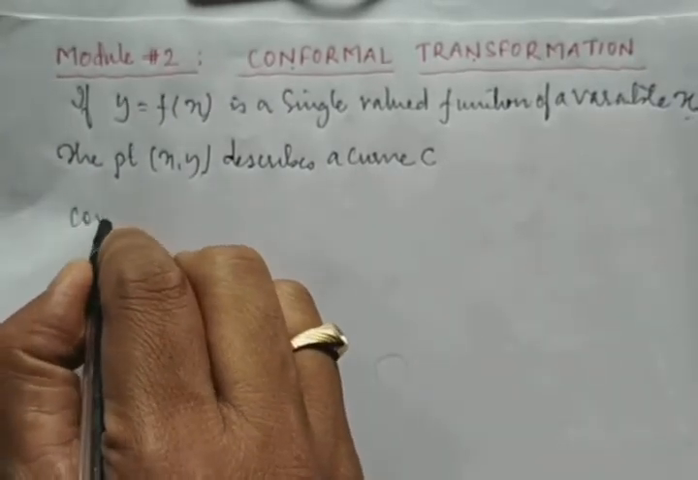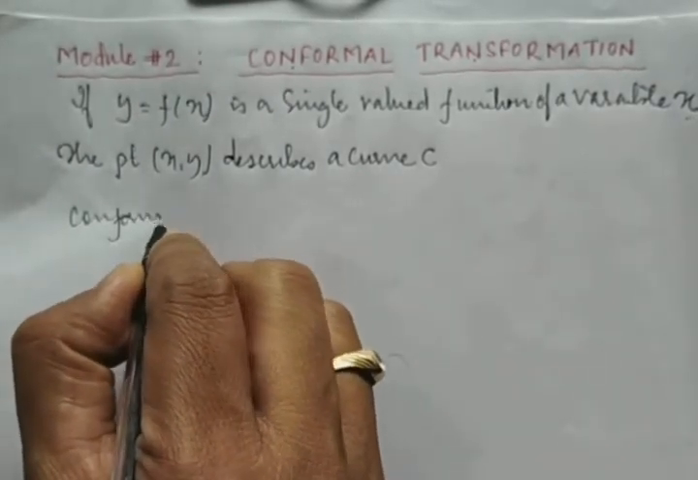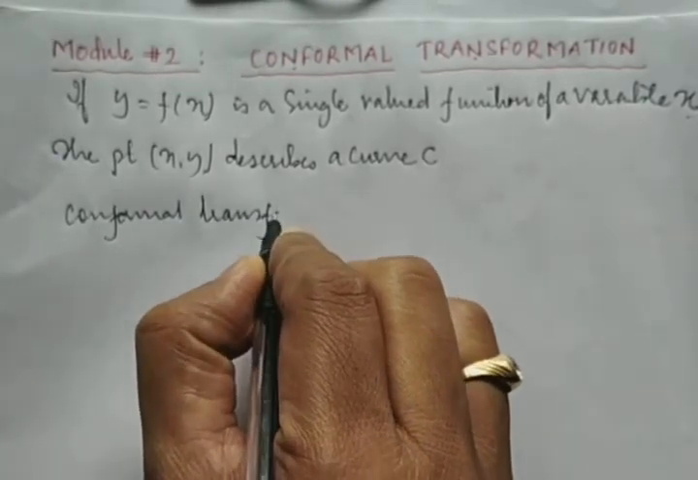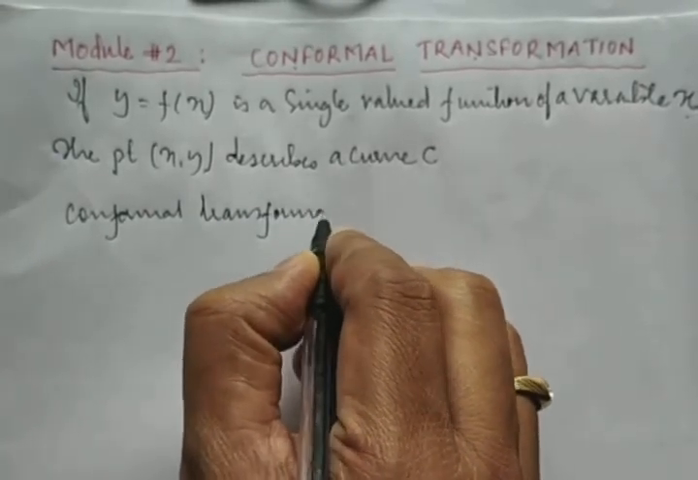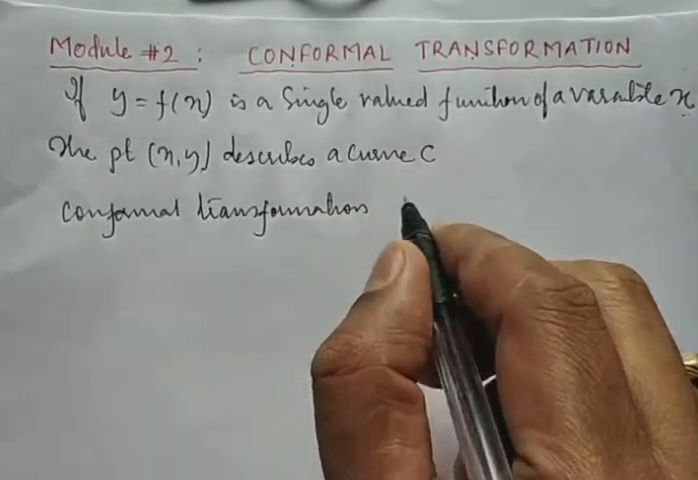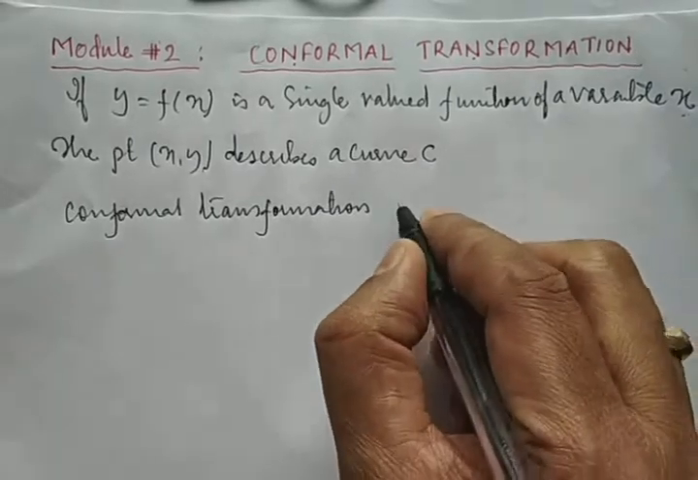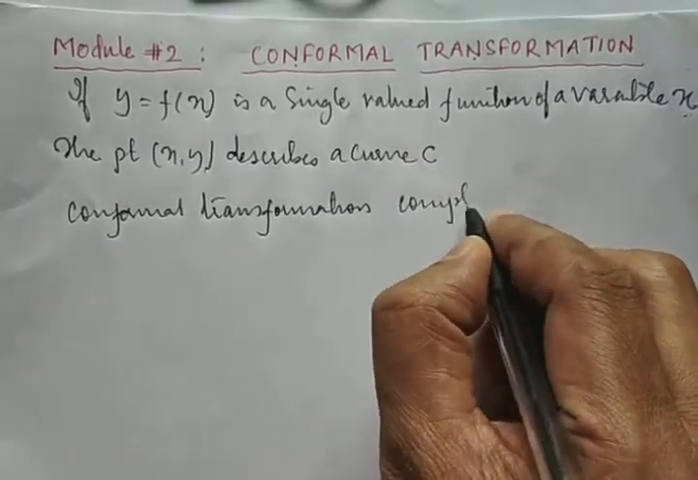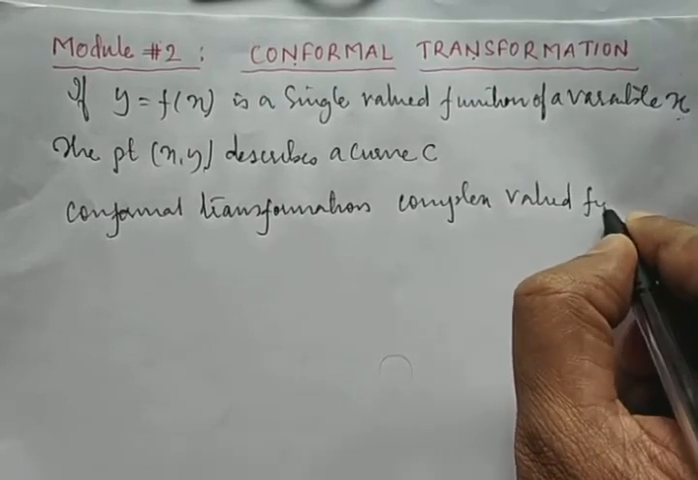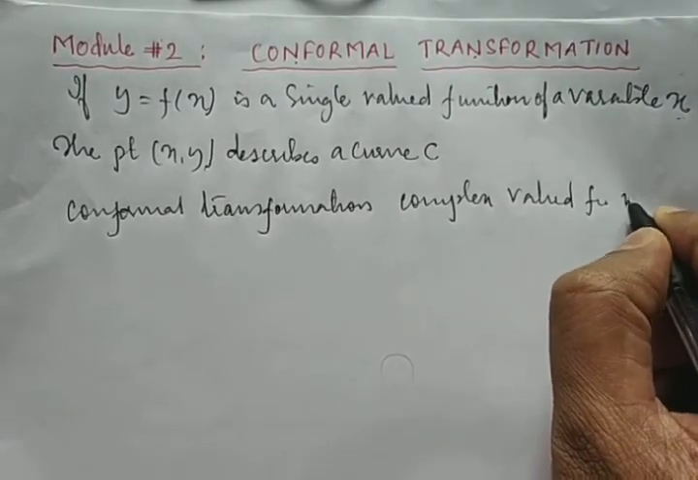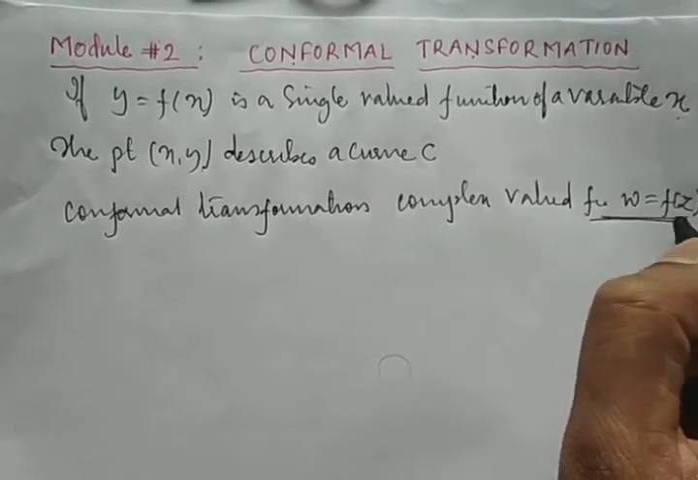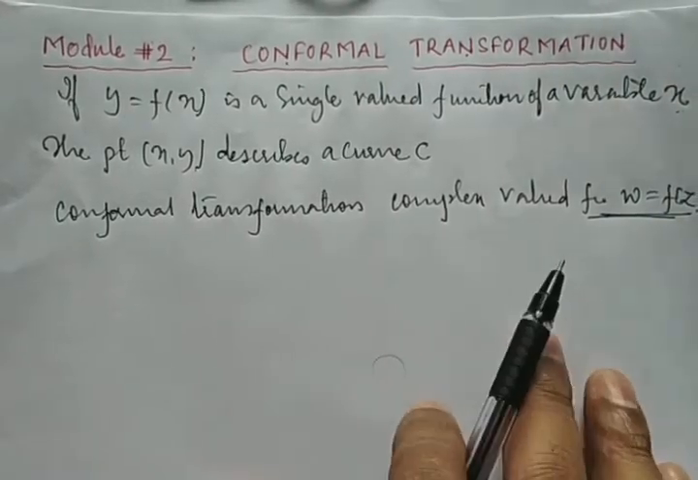Means this conformal transformation teaches us, or it says, how to represent a complex valued function omega is equal to f of z geometrically. This is more important. Here we can see two things.